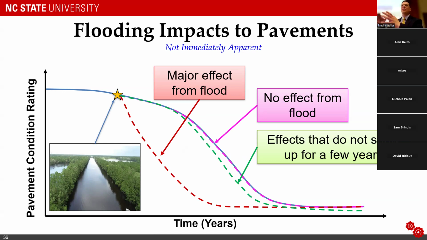It's actually going to happen over 5, 10, 15 years, that we've consumed a number of the years of life of that pavement due to the particular instances of loading and configuration. Okay? So there are different kinds of effects from inundation.